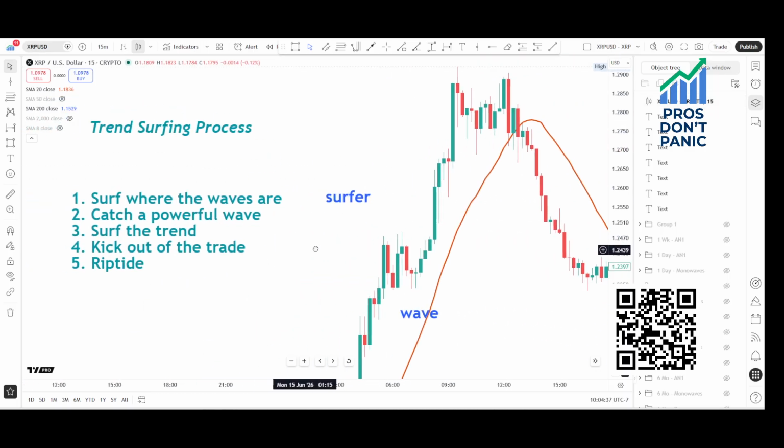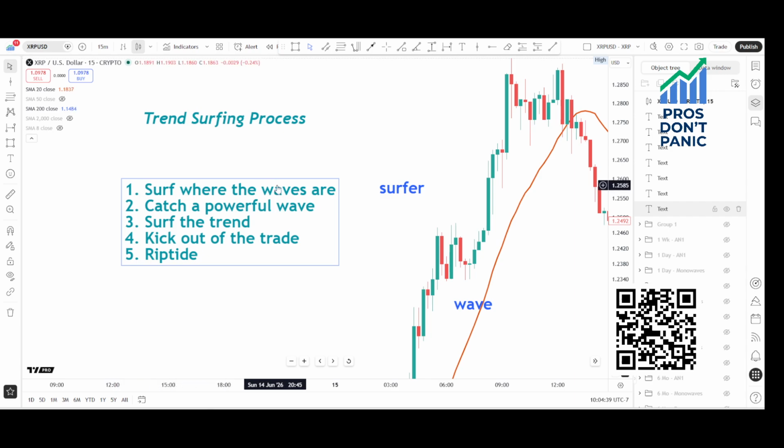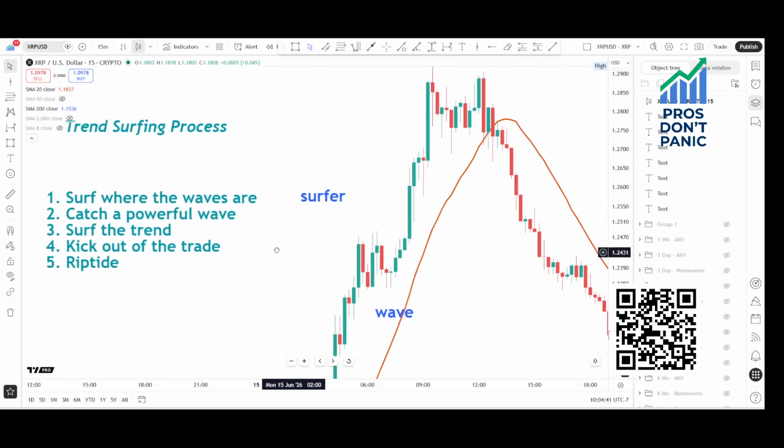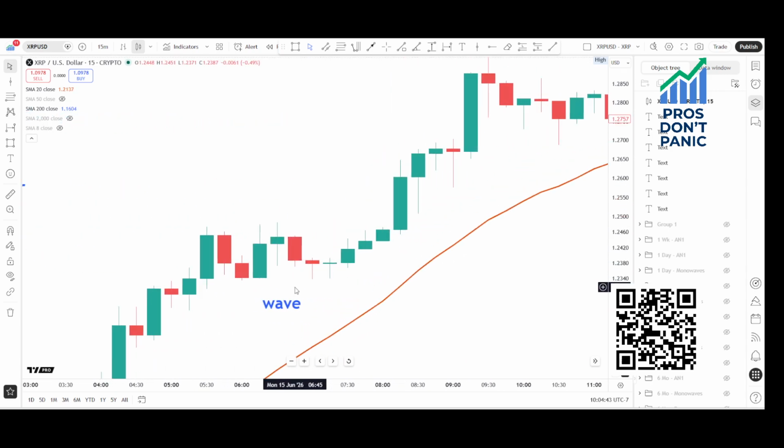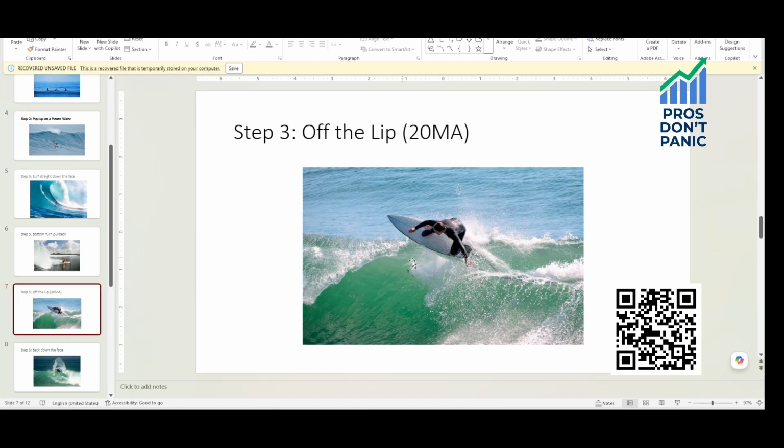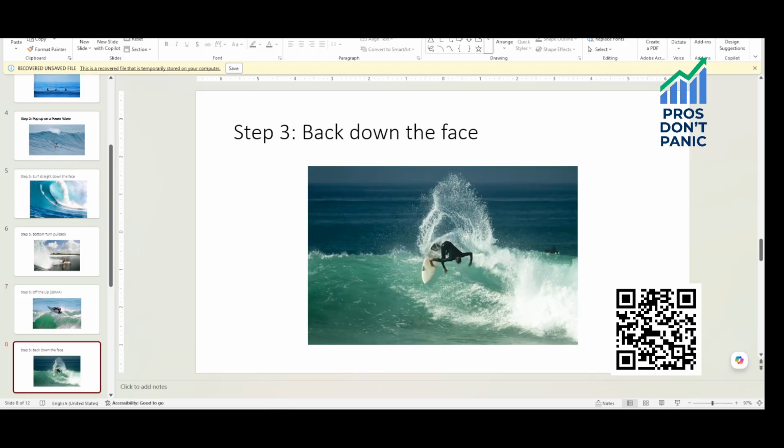We talked about surf where the waves are. Surf where the waves are and catch a powerful wave. All right, so this is where the waves are. As the market has come back to the 20, we talked about the market coming back to the 20 here. We're coming back to the 20, and we're going to now catch another phase of this wave.